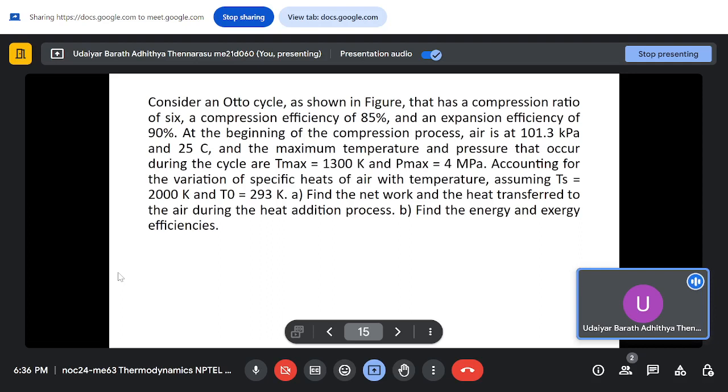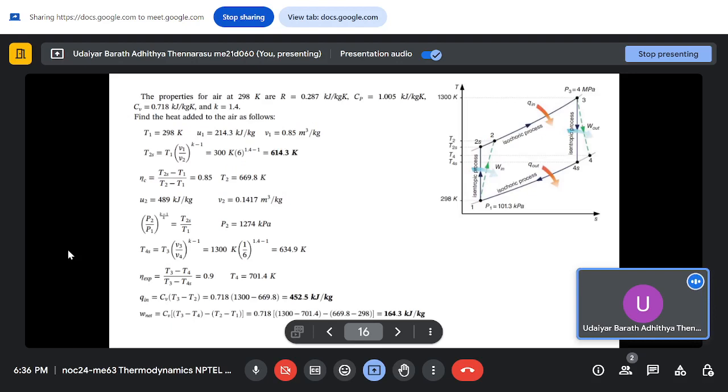Accounting for the variations of specific heat of air with temperature, assume Ts, the source temperature, is 2000 Kelvin and T naught is 293 Kelvin. Find the net work and the heat transfer to the air during the heat addition process, and find the energy and exergy efficiency. So again, this is the Otto cycle, which is shown in a TS diagram. So 1 to 2 is again an isentropic process.